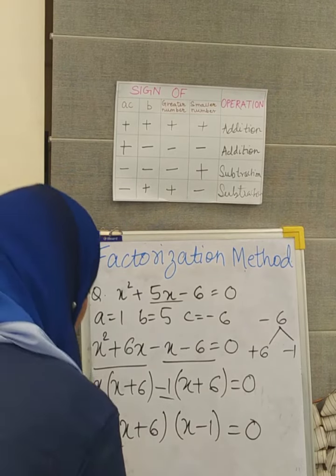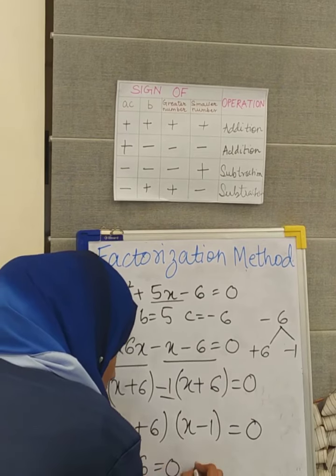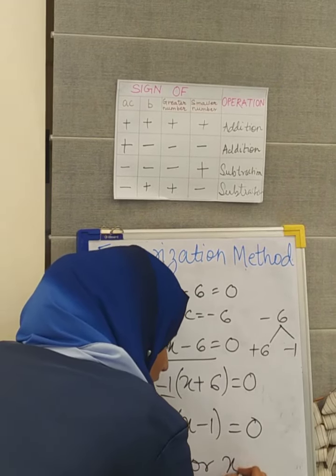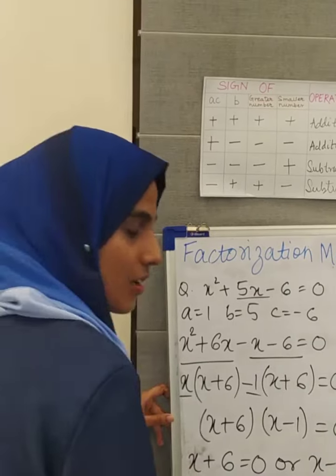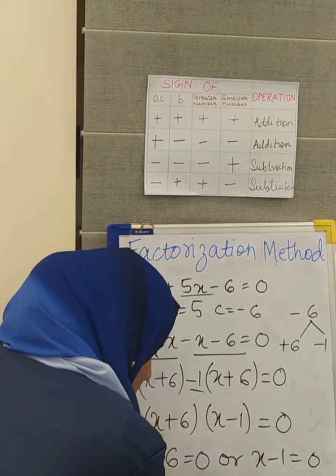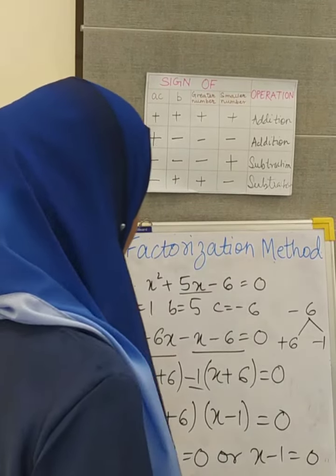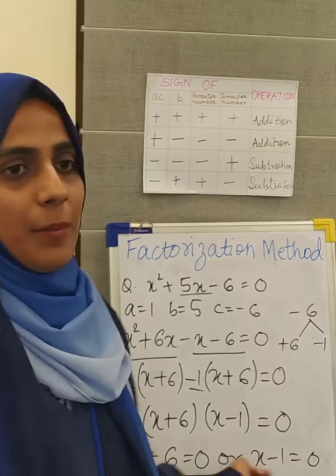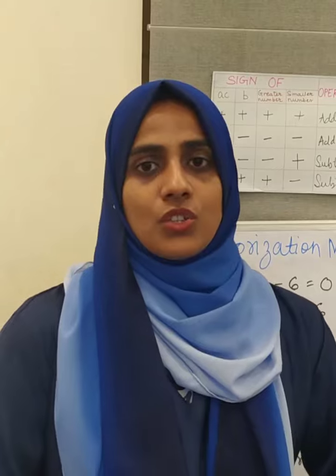The product of two terms is 0. Then the first one, that is x plus 6 is equal to 0, or the second one, x minus 1 is equal to 0. If x plus 6 is equal to 0, so x is equal to minus 6, or x is equal to 1. So the roots of the equation are minus 6 and 1.